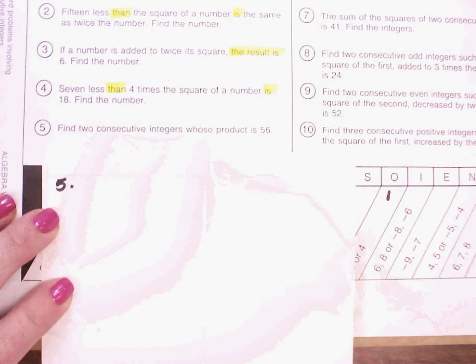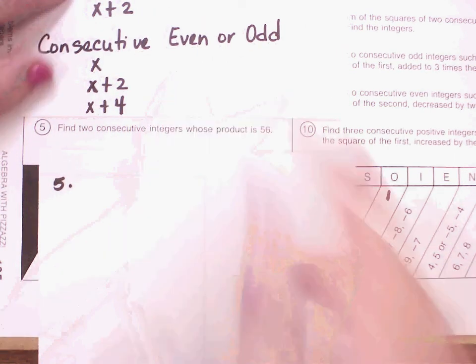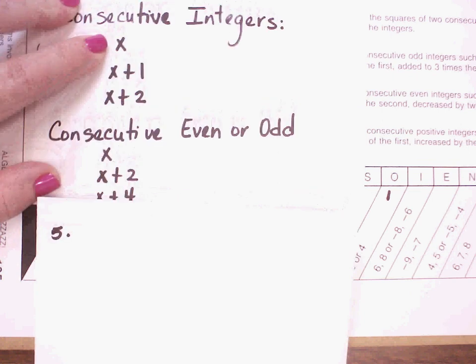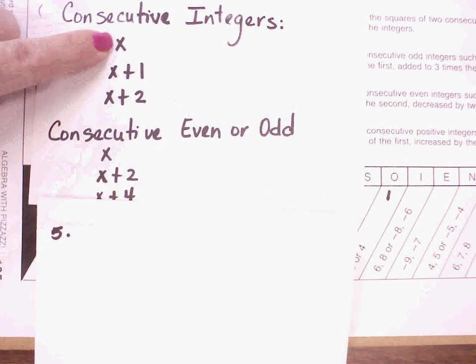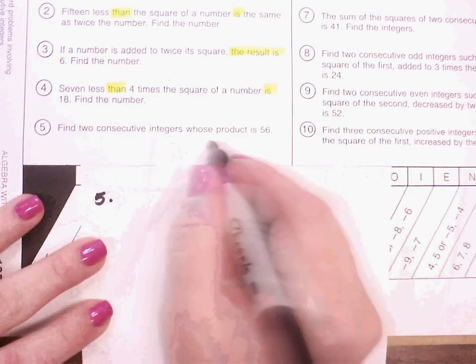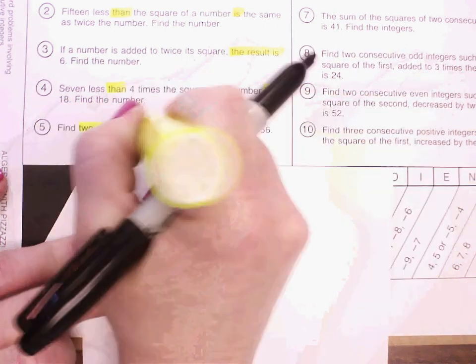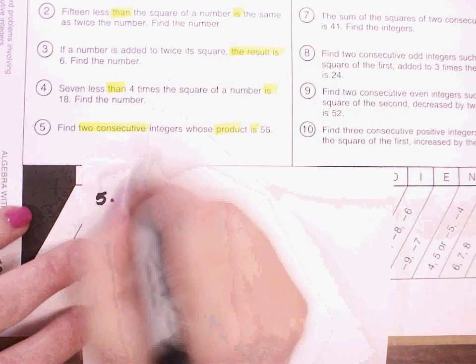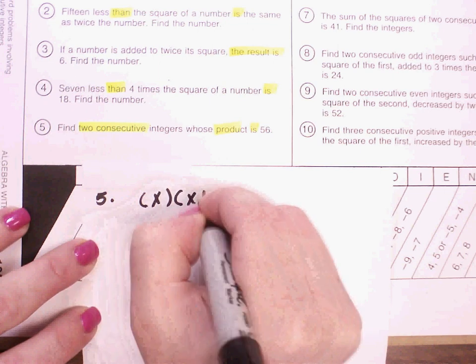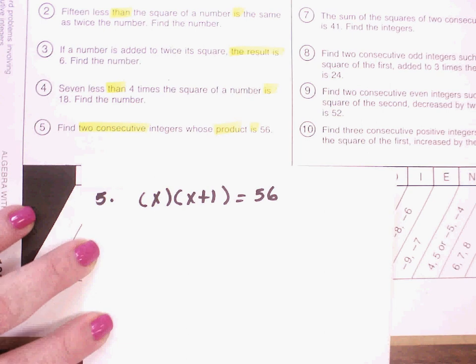Alright, number 5. 2 consecutive integers. Alright, so go to your cheat sheet. What are my consecutive integers? I need 2. So I need x, and I also need x plus 1. Very good. Whose product? What does product mean? Alright, so I'm going to multiply x and x plus 1, and that should be equal to 56. Yay?